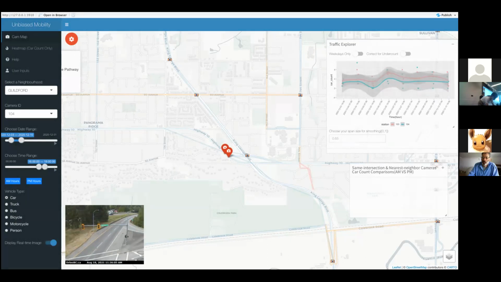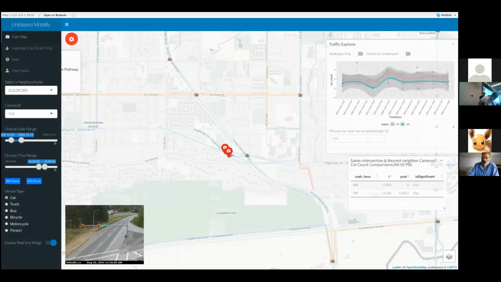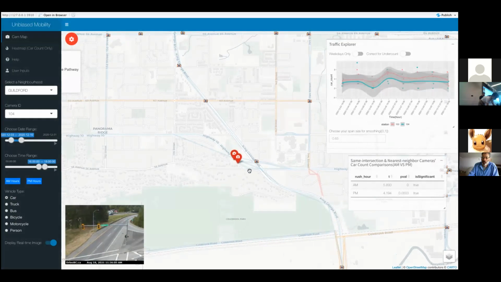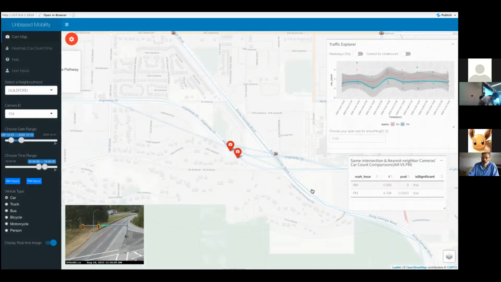Now back to the panel, we also have the same intersection and nearest neighbor comparison table, which demonstrates the t-test results for the 2 cameras for the AM and PM rush hours. There's also a requirement for the 2 cameras to be either the nearest neighbor or the same intersection cameras. For example, these 2 cameras have shown significant differences during this time range.